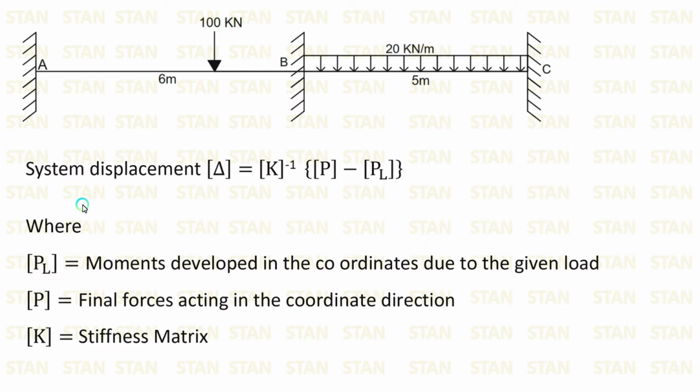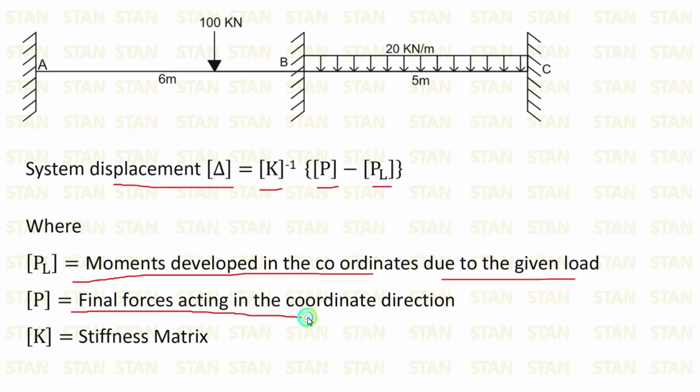Now let us see the formula to find the slope. System displacement delta matrix is equal to K matrix inverse into P matrix minus PL matrix, where PL matrix is equal to moments developed in the coordinates due to the given load. P matrix is equal to final forces acting in the coordinate direction. K matrix is equal to stiffness matrix.